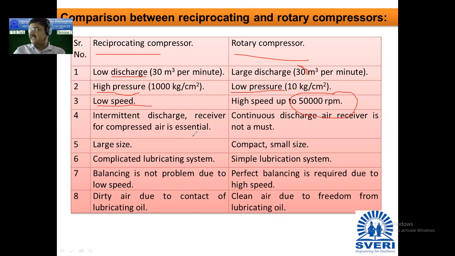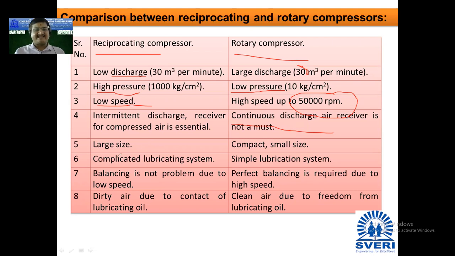Okay. Jar tumhi te atmosphere la tevadi ekdam highly compressed air sodun dili tar there may be causes of some accidents. So you will have to collect it in the container, in the cylinder, and then you will have to use it. But in rotary compressor, discharge is continuous and receiver is not at all required. Directly you can attach the pipe and you can use wherever you want to use it.